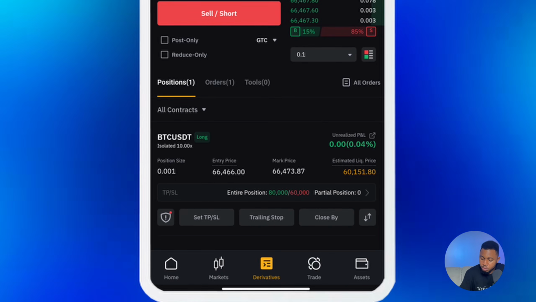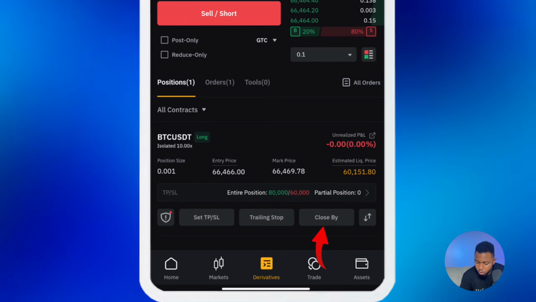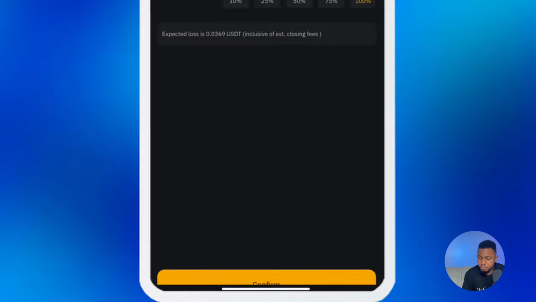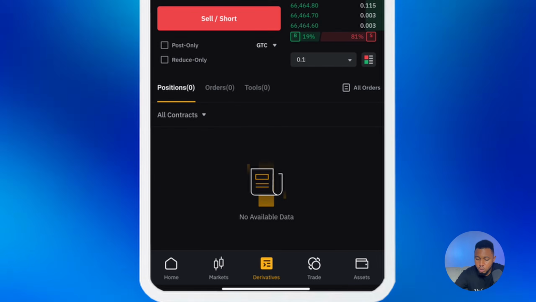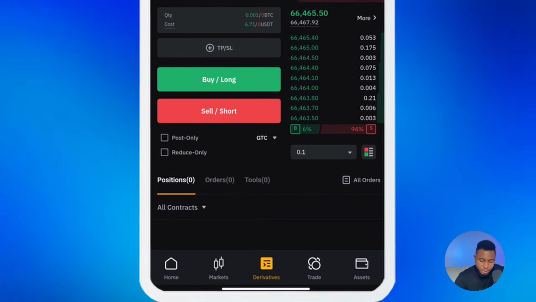But here's the thing, you can still choose to close this trade while it is open like this by clicking on close buy. And once you click on close buy, click on confirm. This will automatically close the trade right away. So you can see how easy it is to close a particular trade.